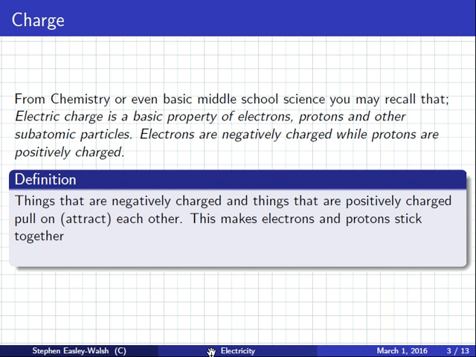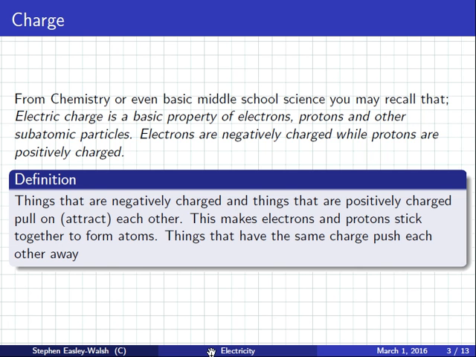This makes electrons and protons stick together. The electron is pulled towards the proton, and this is how we can form atoms. Things that have the same charge push each other away. Positive and positive push away, and negative and negative push away. Repel is the word we use, and this is called the law of charges. You can just write something simple down like positive, positive, negative, negative repel, and positive, negative, they attract.